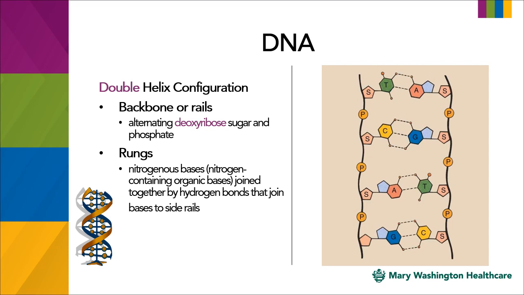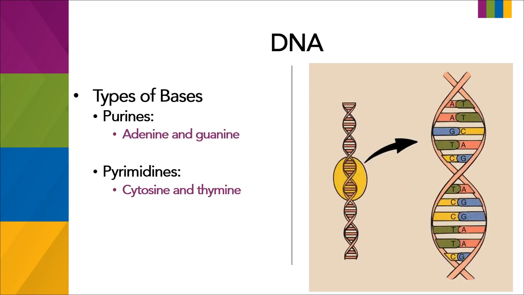DNA has a double helix configuration. That means it has a backbone or rails, which are alternating deoxyribose and sugar, along the side rails of the molecule. The rungs of the ladder are going to be the nitrogenous bases joined together by hydrogen bonds that join the bases to the side rails. There are two types of bases. Purines include both adenine and guanine, and then pyrimidines include cytosine and thymine.